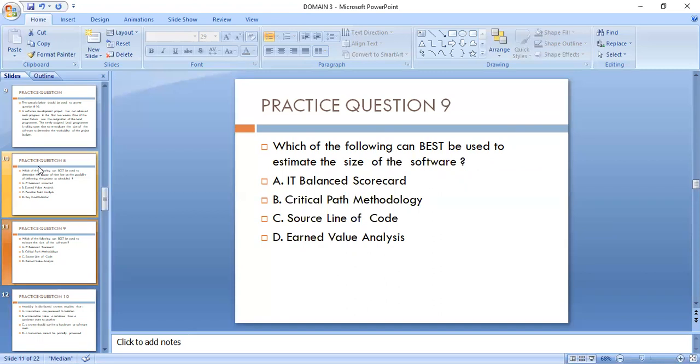well we are spending money in the project. Okay, so D is out. Critical path methodology is used for time estimation. Okay, duration of the project. So B is out. IT balance scorecard is used to basically appraise IT. So A is out. We need source line of code. So we can count the number of lines of code required in the software development, and we can project that to determine the size of the software. So your answer here is C.